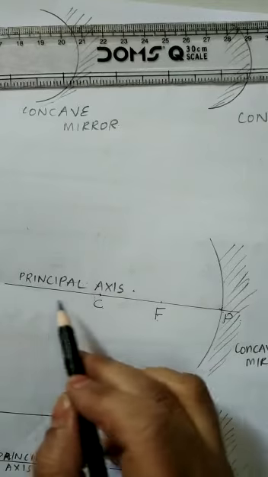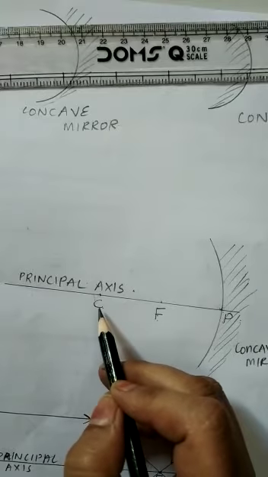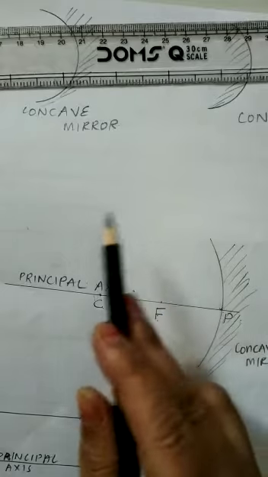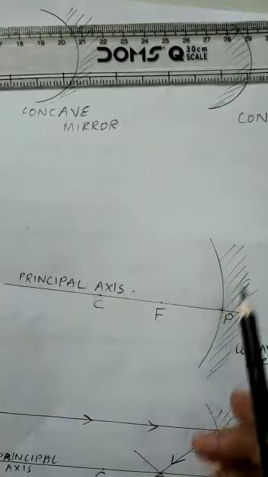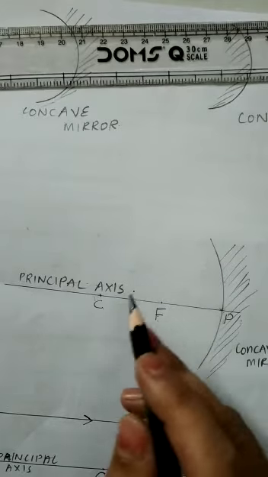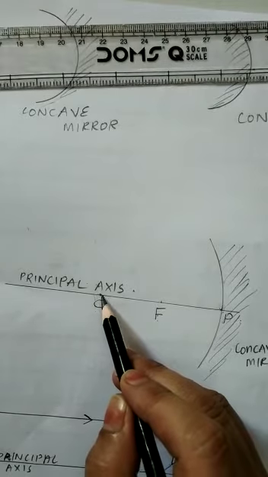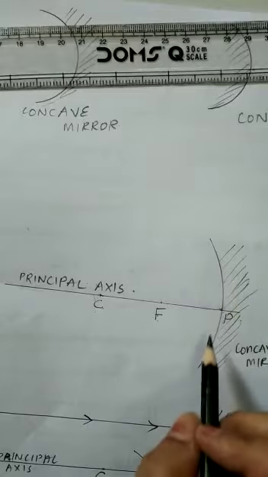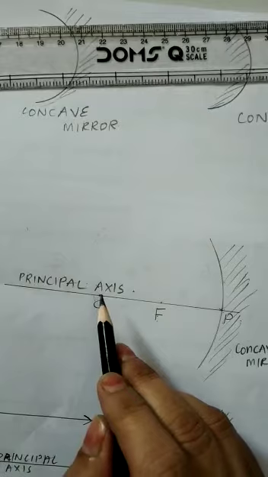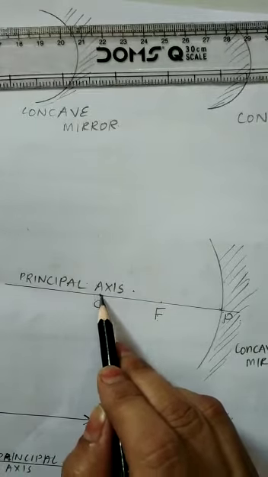So you can see this line is called the principal axis. What is the center of curvature? Point C. Why is it called the center of curvature? Because if we make this part of the mirror a part of a spherical mirror, if I make a circle like this, then the circle has a center. Always the circle has some center, and this also has one center, and that is called the center of curvature.